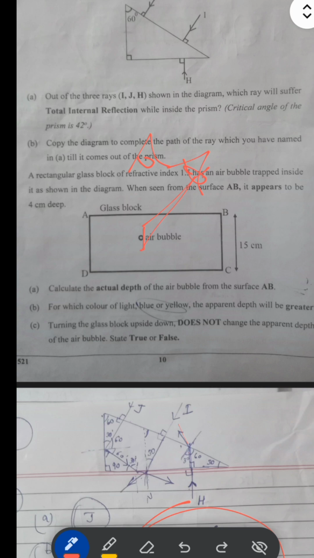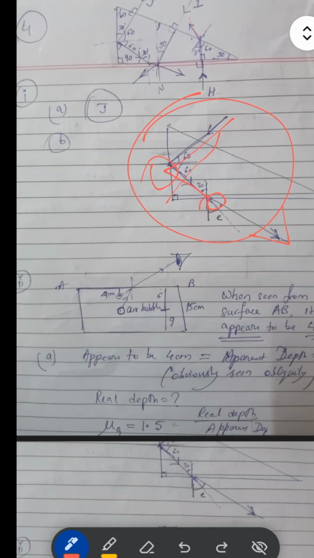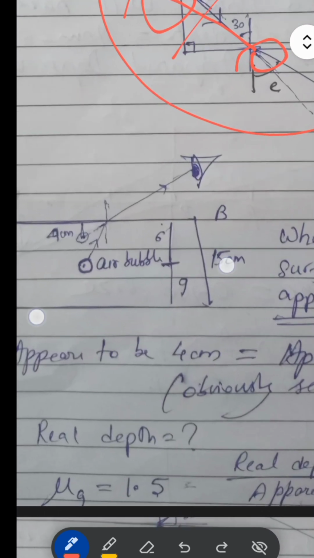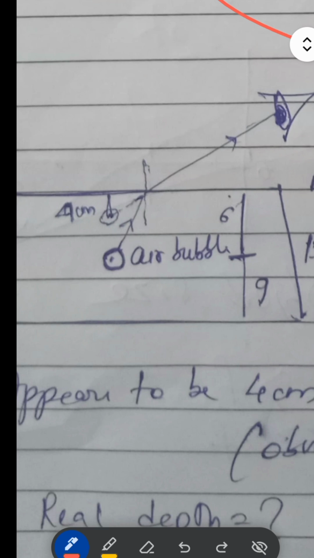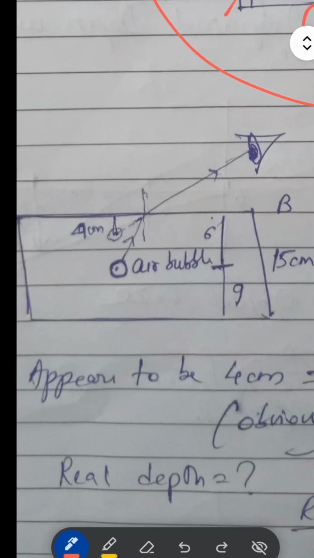To analyze the answer of this part, the diagram is drawn. This is the diagram, the person viewing, and this is the glass slab of 15 centimeters. The air bubble, we don't know, 9, 6, but we know the total is 15. Now we know the apparent depth is 4 centimeters, and a person viewing from here seems to see the bubble here, but actually the rays coming from the air bubble suffer deviation and enter his eyes, and that's why it forms an image there.